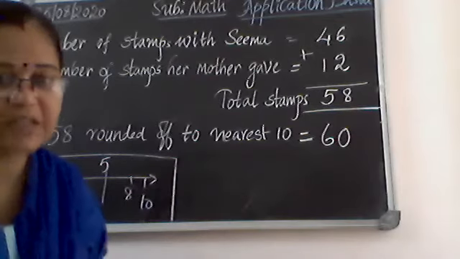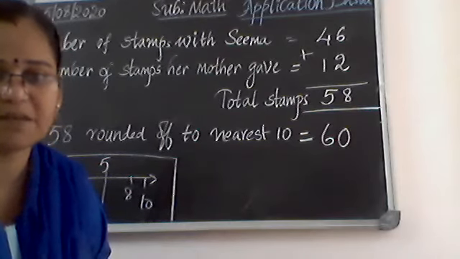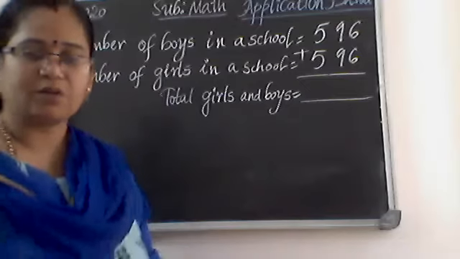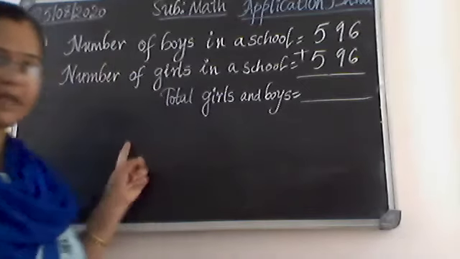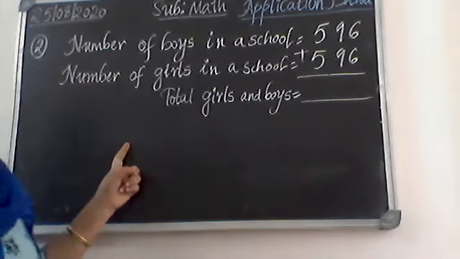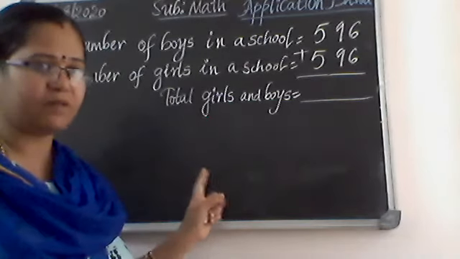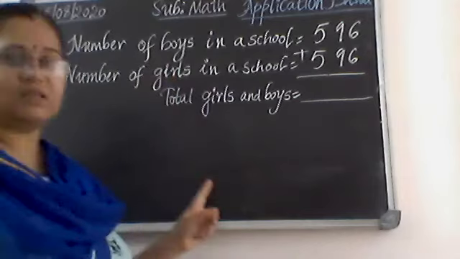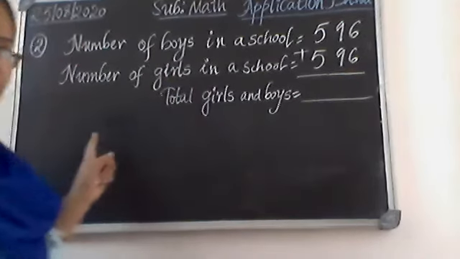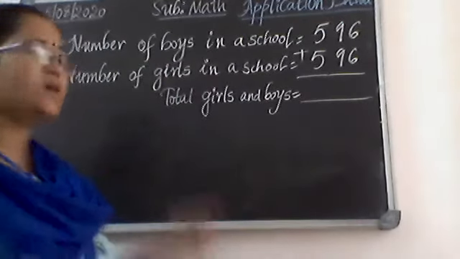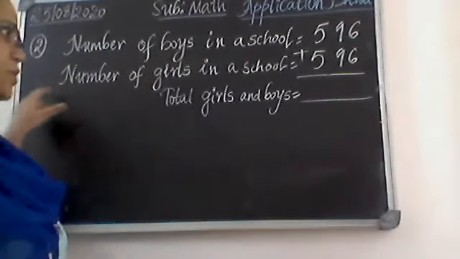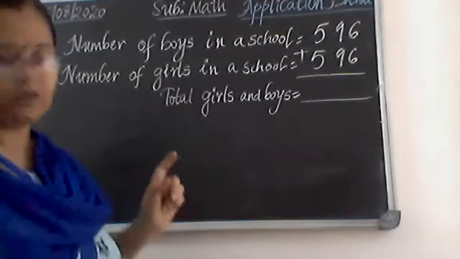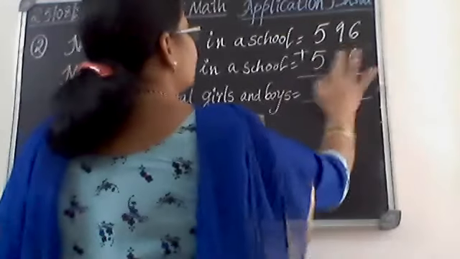Let us go to the second word problem of the application based questions. Now children, we are doing the second one. There is a school. It's a co-education school, so boys and girls are there in the school. Let us find out after reading the word problem how many boys and how many girls are there in the school.